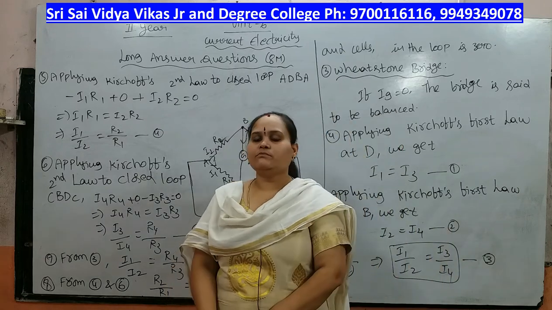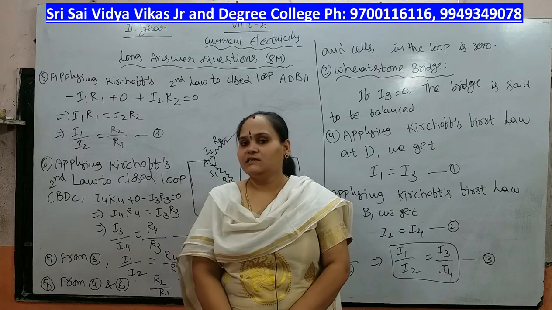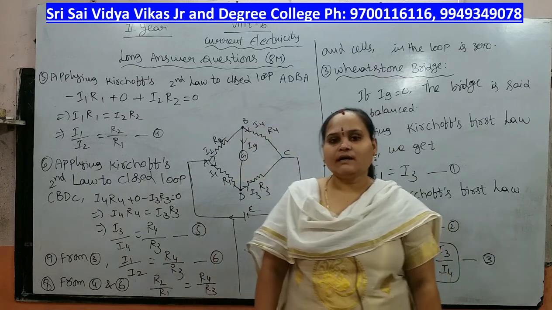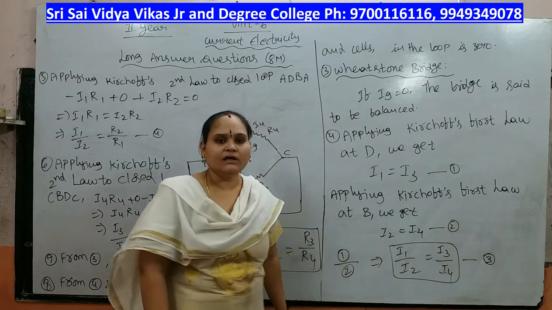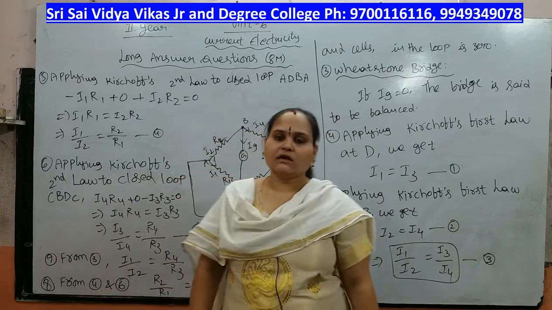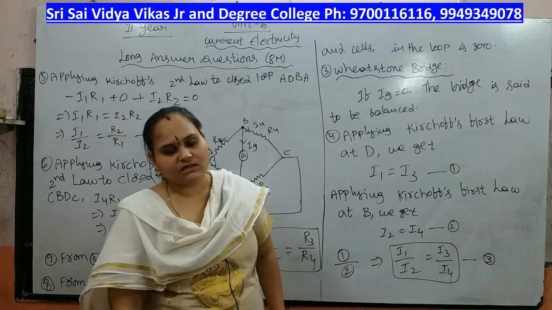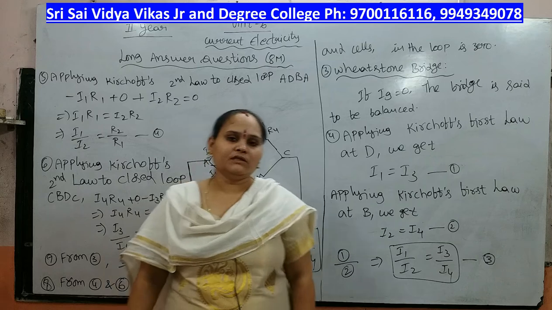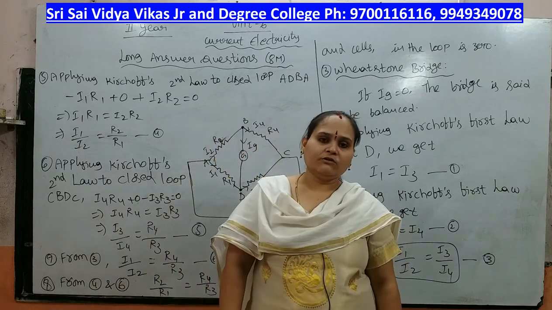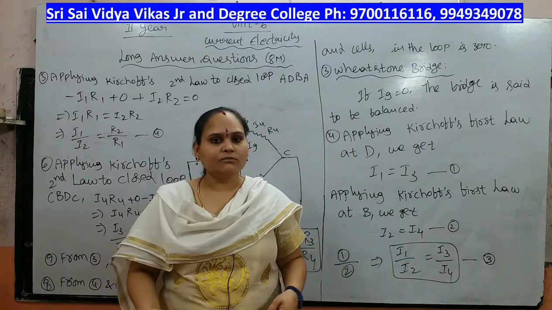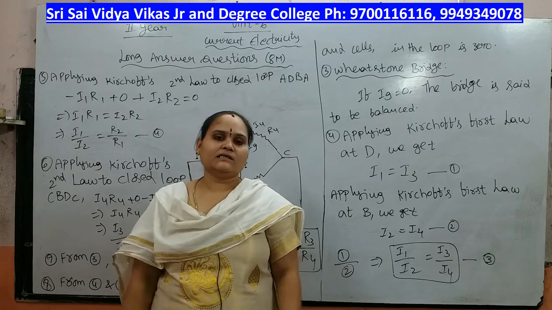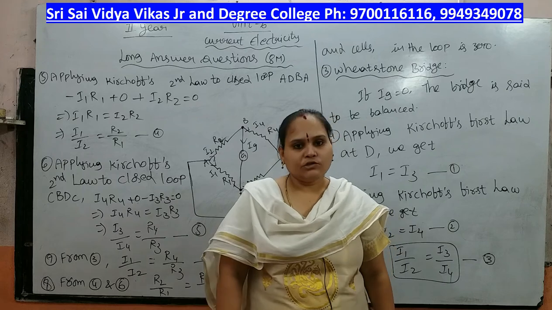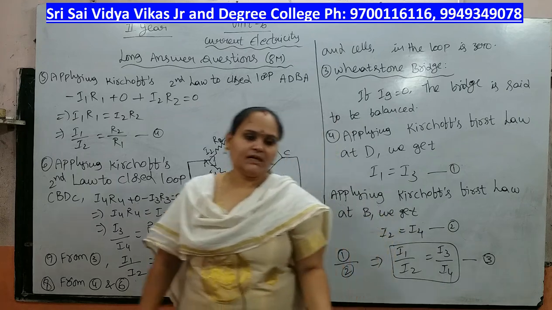We can calculate the resistances by using the Kirchhoff laws and the Wheatstone bridge balancing condition. Here G is a galvanometer, I_g is the current flowing in the galvanometer, I1 is the current flowing in the resistance R1, I2 in R2, I3 in R3, I4 in R4. I_g equal to 0 means there is no reading in the galvanometer, which is the bridge balancing condition. This is an important essay question using the Kirchhoff laws.